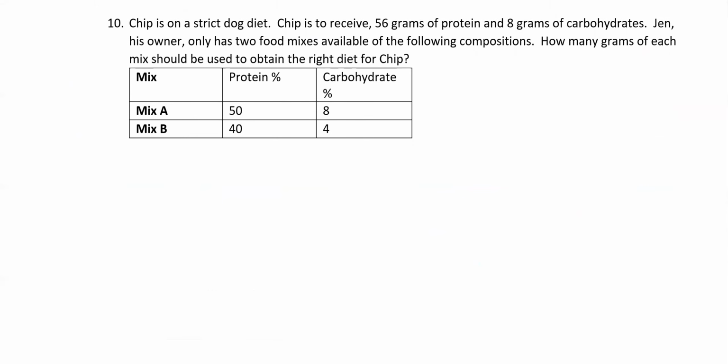Number 10. Chip is on a strict diet, a strict dog diet. Chip is to receive 56 grams of protein and 8 grams of carbohydrates. Jin, his owner, only has 2 food mixes available of the following compositions. How many grams of each mix should be used to obtain the right diet for Chip?